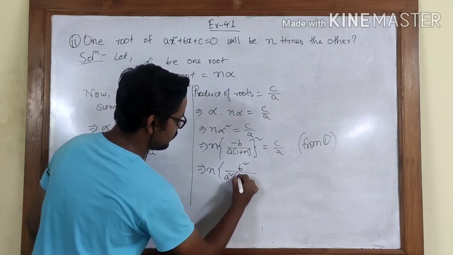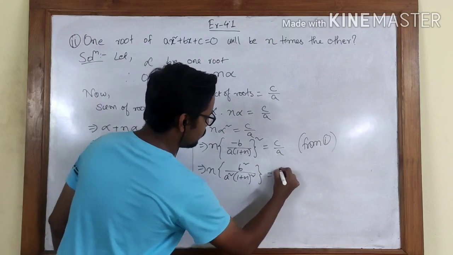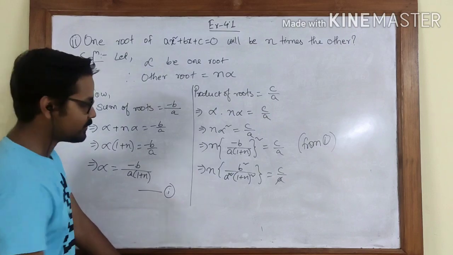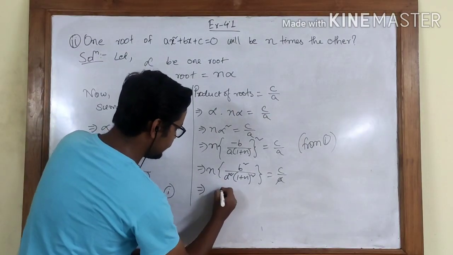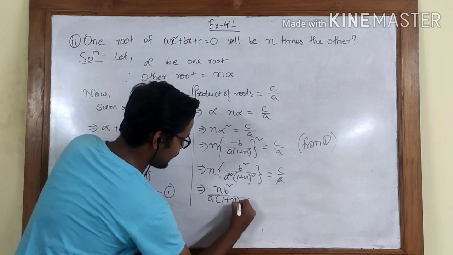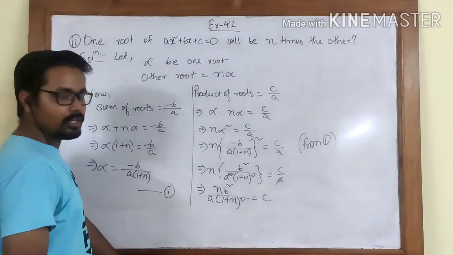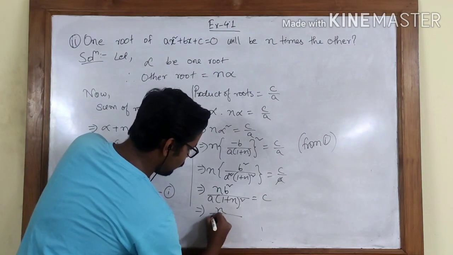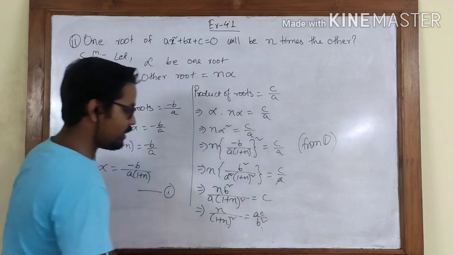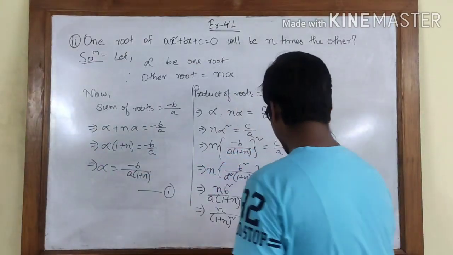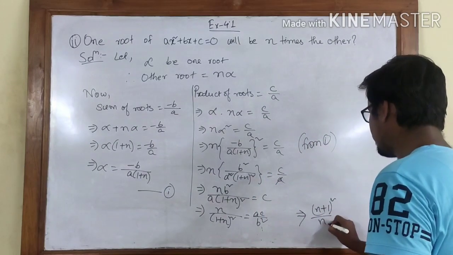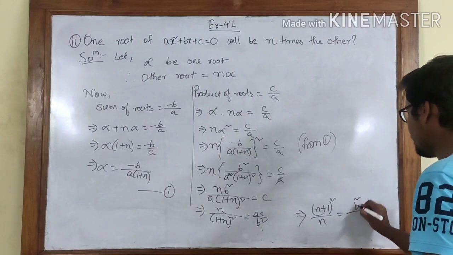It will be a square, and this will be (1 plus n) whole square equal to c by a. So what happens here? This a and this square will be cancelled. We will have n b square by a into (1 plus n) whole square is equal to c. We can have n into (1 plus n) whole square is equal to ac by b square. This can also be written as (n plus 1) whole square by n is equal to b square by ac.